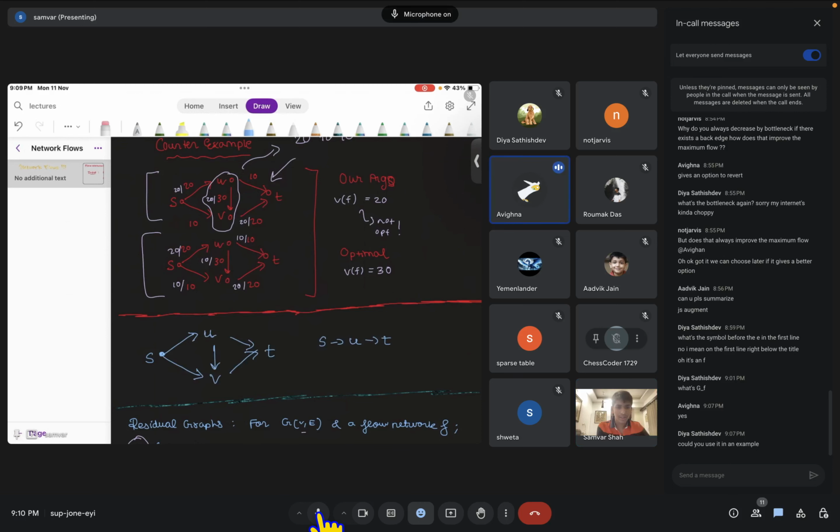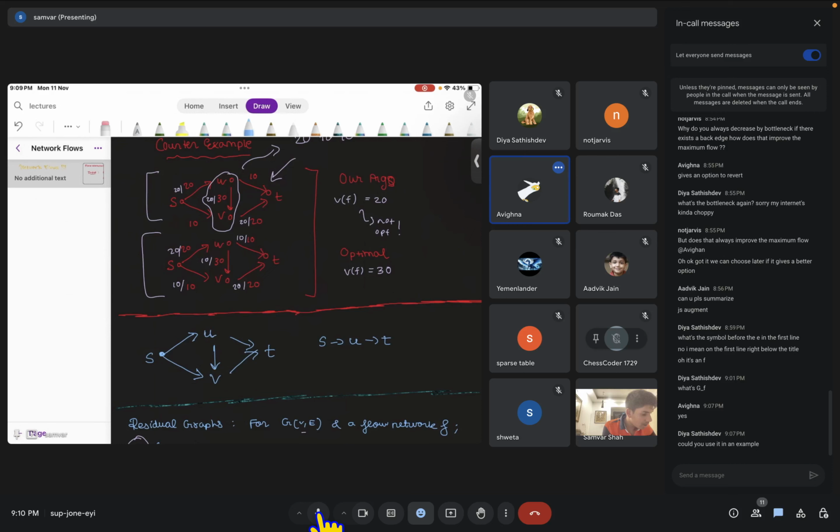Could you draw the push flow? Sure. I don't think that's actually required, because what you can just say is, look at this exact same example. You can go S to U to T, then you can go S to U to V to T, and you can go S to V to T.